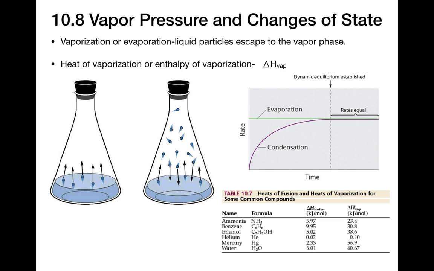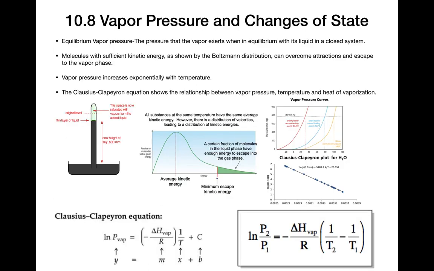The energy it takes to vaporize is called the heat of vaporization, usually measured in kilojoules per mole. So we see the heat of vaporization for ammonia, benzene, ethanol, and others listed down below. Once you reach equilibrium, the pressure that vapor exerts, which should be constant if you keep the temperature constant, is called the equilibrium vapor pressure.